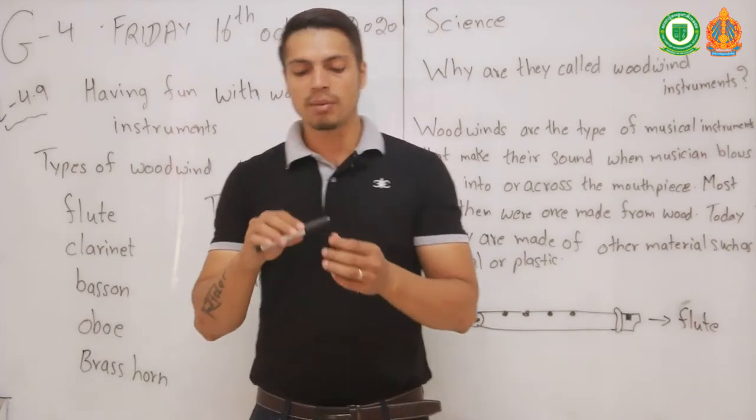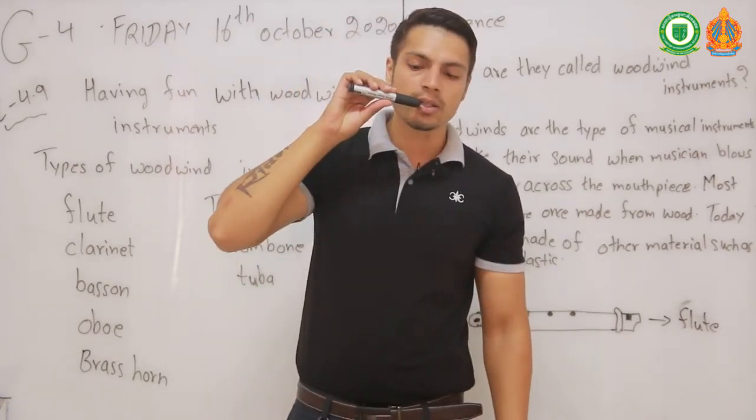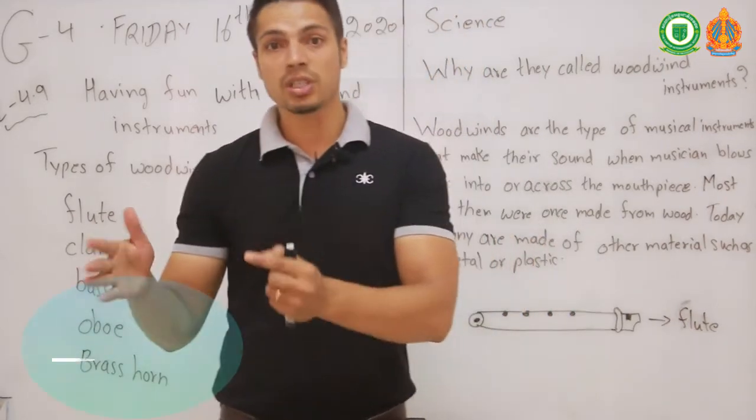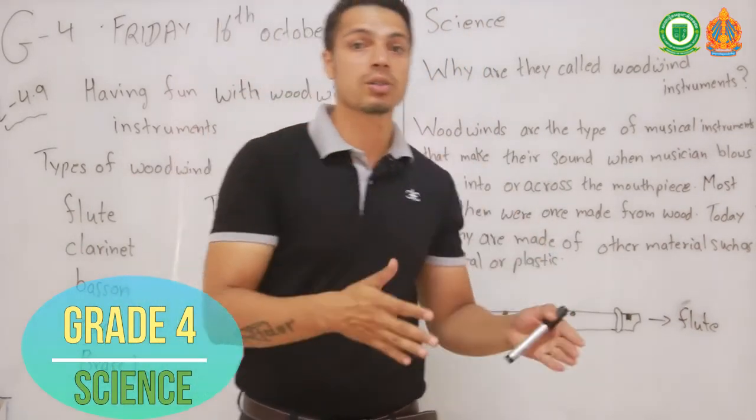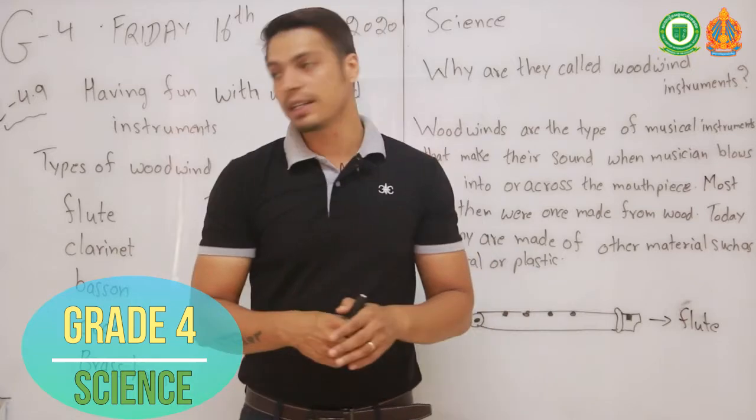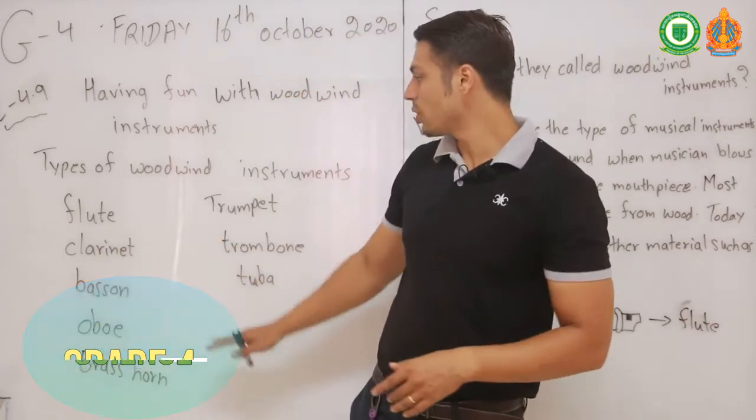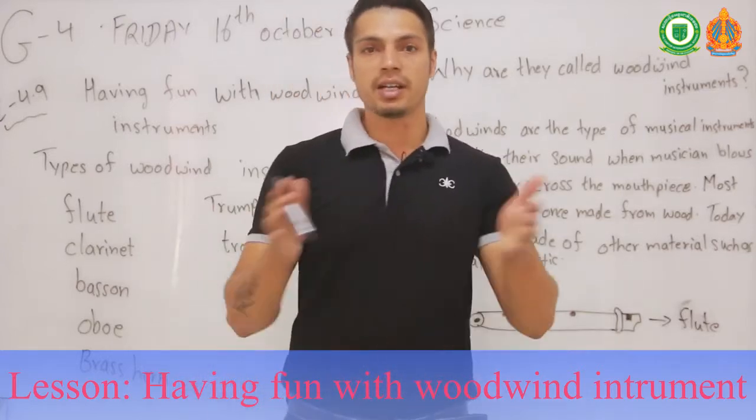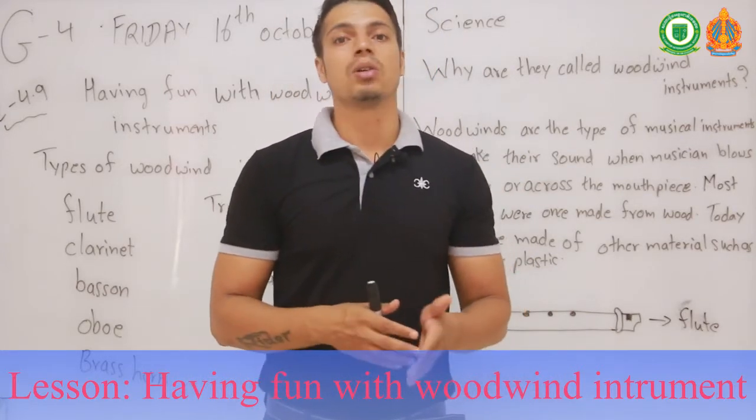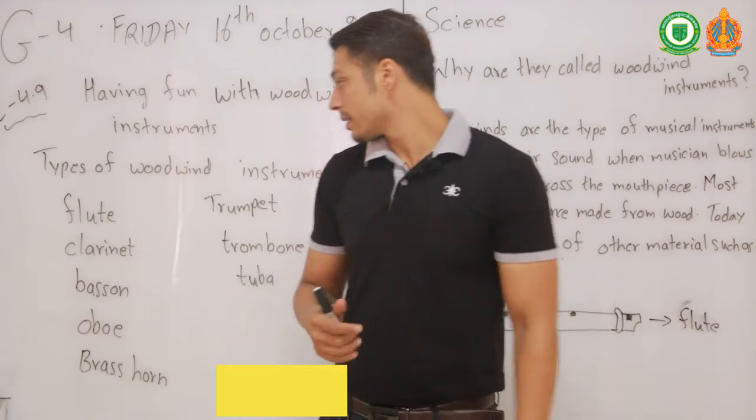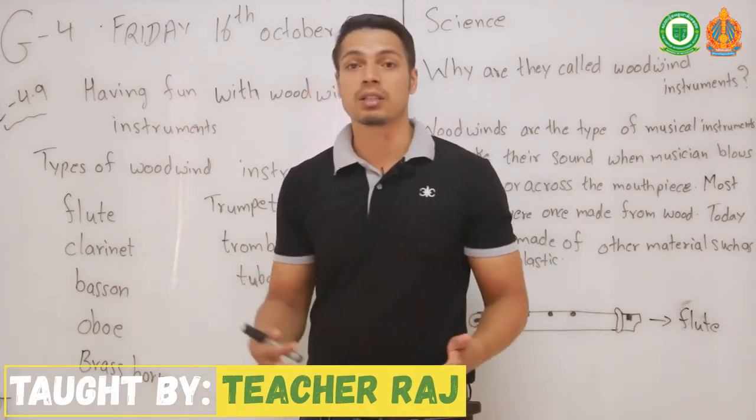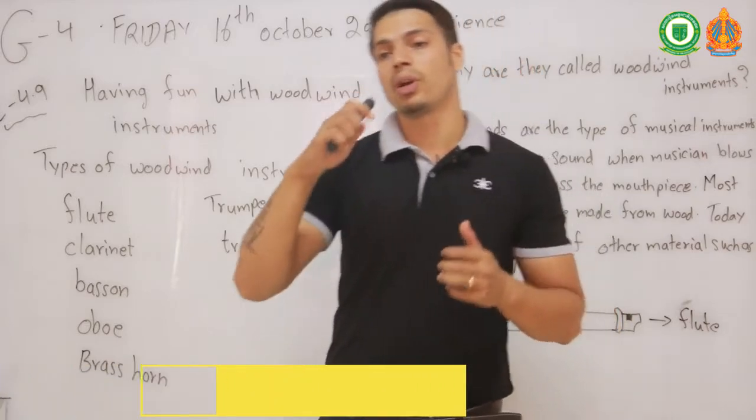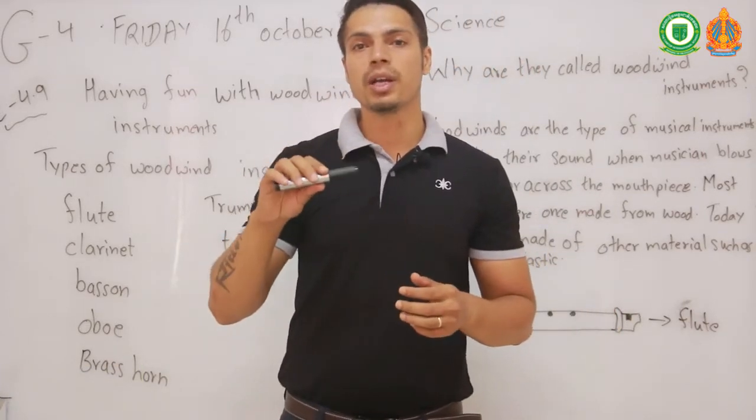When we blow, sometimes we blow across, like this, or sometimes blow like this. So sometimes the musician blows into or across the mouthpiece. In the different types of woodwind instruments, some of them have reeds, some have 1 reed and some have 2 reeds, and some work without reeds. But a flute doesn't have reeds.